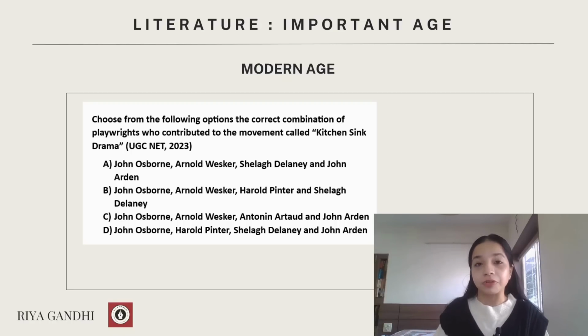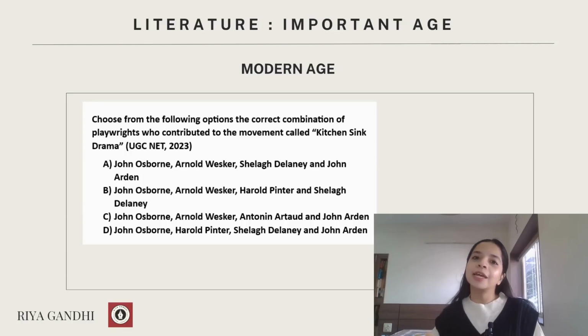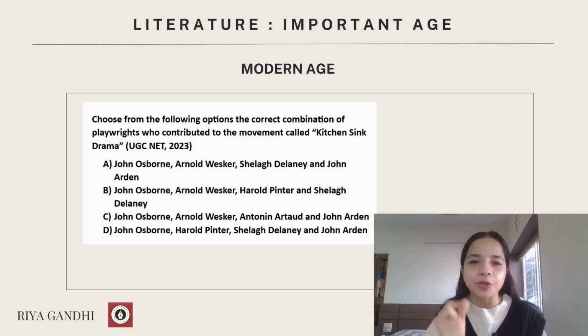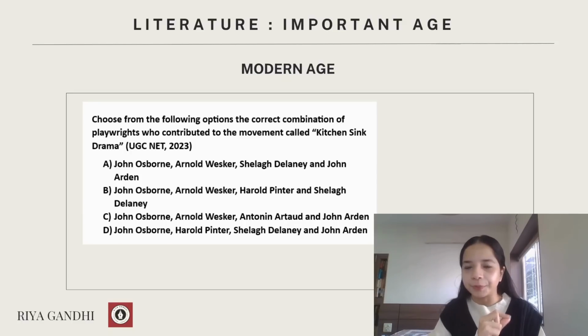So a question related to kitchen sink drama was asked in 2023, asking who were the primary contributors to this type of modernist drama movement. These were John Osborne, Arnold Wesker, Sheila Delaney, and John Arden. The right answer is option A.